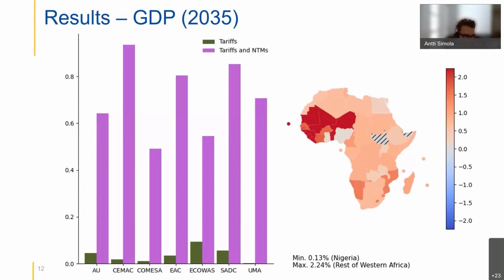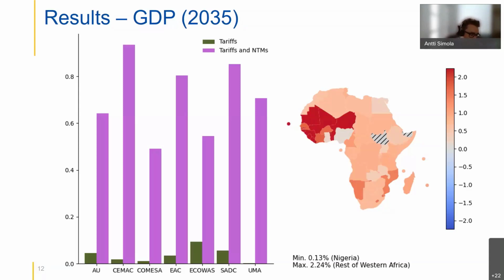We can see the total effect at the African Union level in the first bar on the left. On the right-hand side, there is a map with more detailed regional-level results for the combined tariff and NTM reductions. In these charts, I have included only the basic tariff revenue maximization scenario.